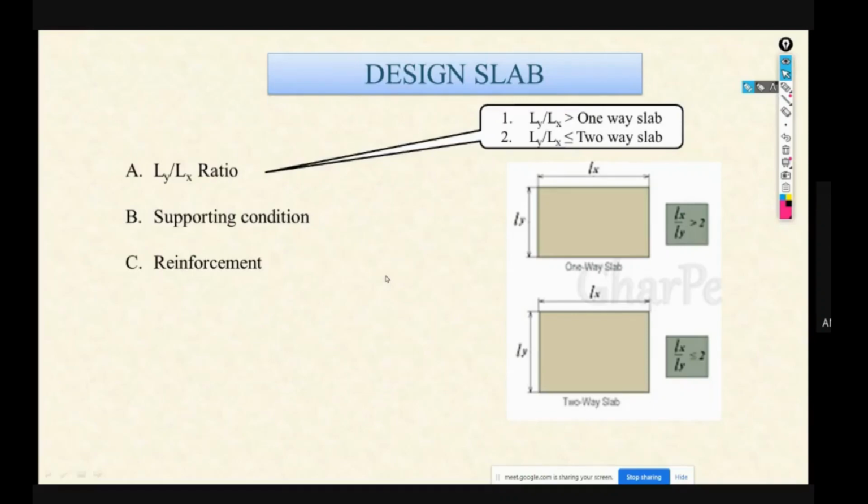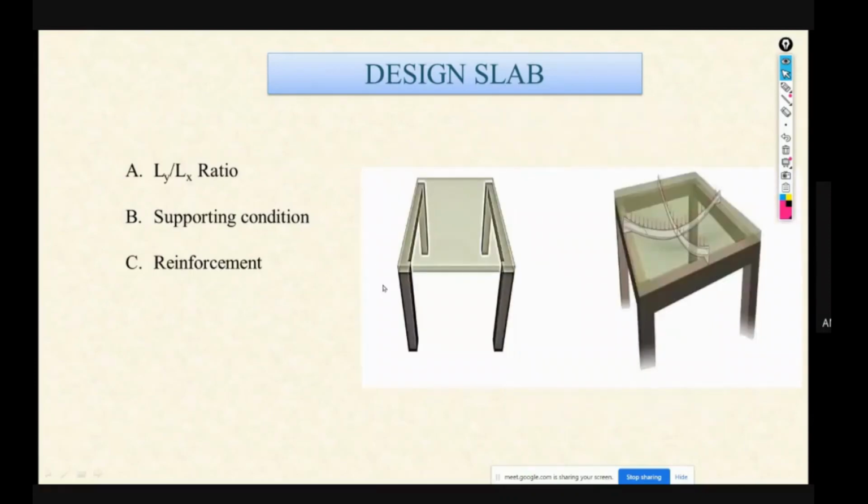The second difference is the support condition. Generally, a one way slab is supported on two opposite sides, whereas a two way slab is supported on all four sides. One way slab is supported on only two sides. In this type of arrangement, the slab bends like this. Such a slab is called a one way slab.